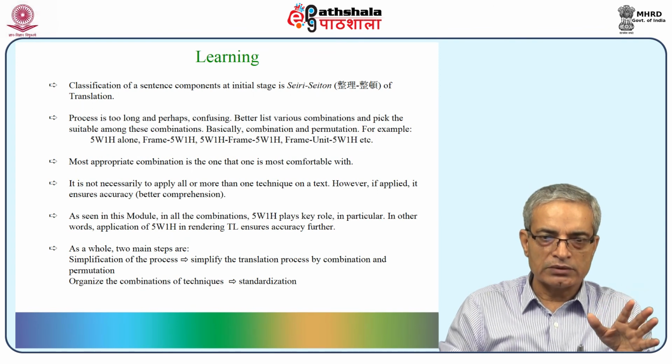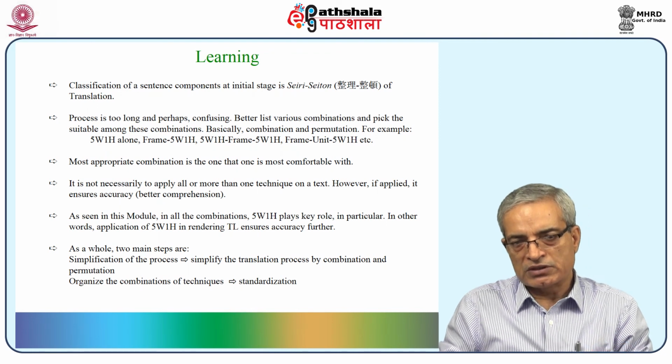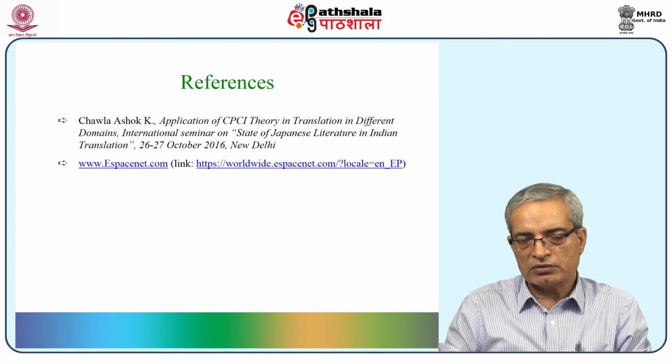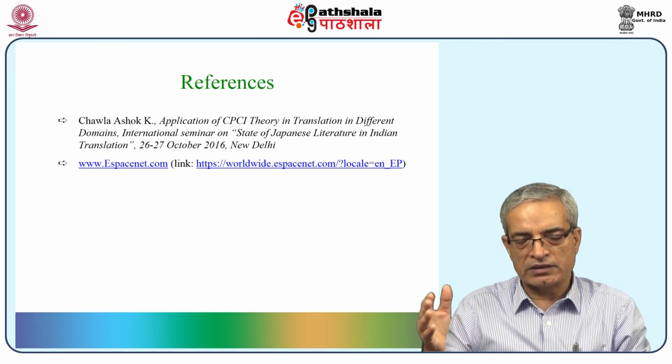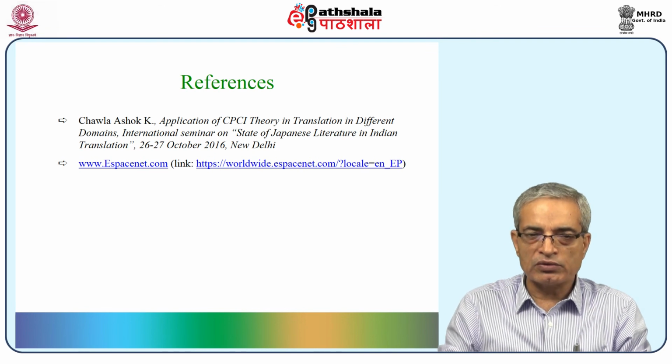And as a whole, two main steps are the simplification of the process, that means simplify the translation process by combination and permutation, and organize the combinations of techniques that can be standardized. So this is Seri Seton. And the last one, organizing the information, is very important. These are the two references used in this module.